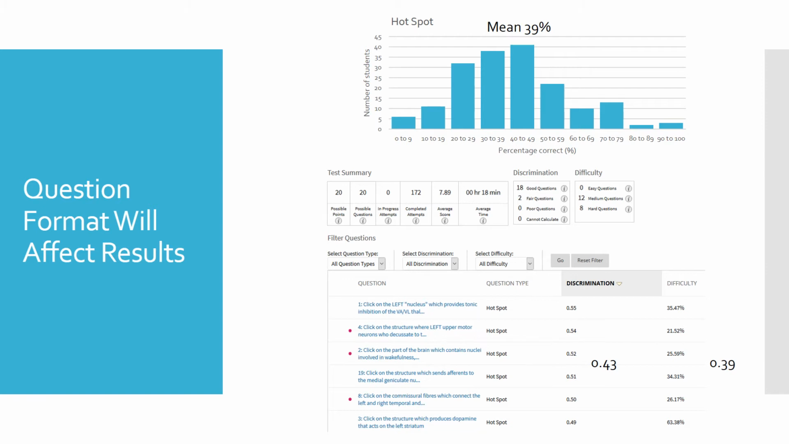We can see that I've calculated the average discrimination and difficulty indexes, and they are quite good, but the overall performance was poor. Reflecting on that, that was because this was done during the COVID crisis. When this exam was administered, students hadn't been in the labs for 2 months, so they were finding it more difficult to identify structures on clinical images and on cadaveric brains because they hadn't had recent opportunities to do that.